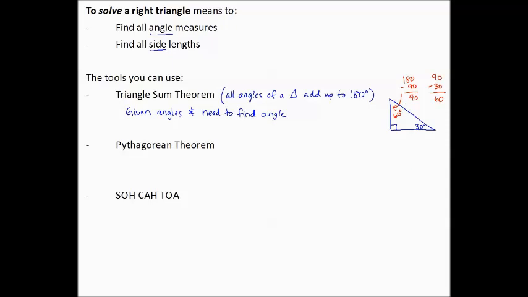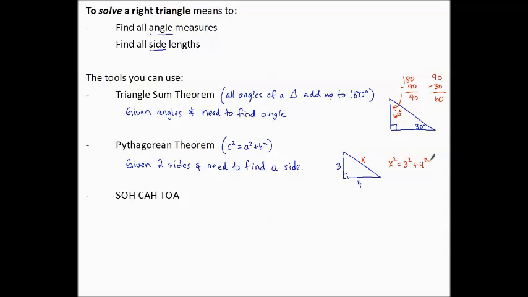Pythagorean theorem, we know what that looks like. C squared equals A squared plus B squared, only for right triangles, but that's what we're talking about today, solving a right triangle. This is when we are given two sides and need to find a missing side. For example, here's a right triangle. We're given this side is 3 and this side is 4, and we don't know how much this side is right here. So we use our Pythagorean theorem, and of course if we know our triples, we use that.